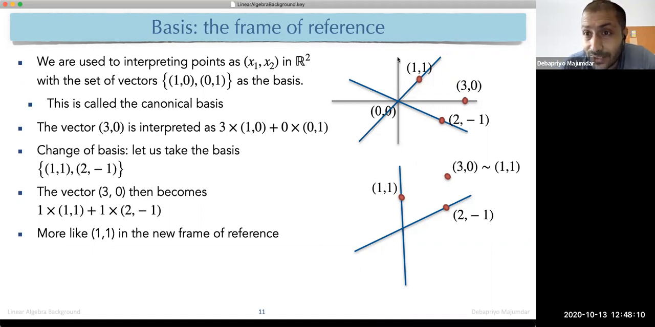So these are my bases, the gray points. So the gray lines, right? So 1, 0 and 0, 1. These two vectors are my basis, right? And suppose my point is 3, 0, then that is interpreted as 3 times 1, 0. So 3 times the first basis vector and 0 times the second basis vector.